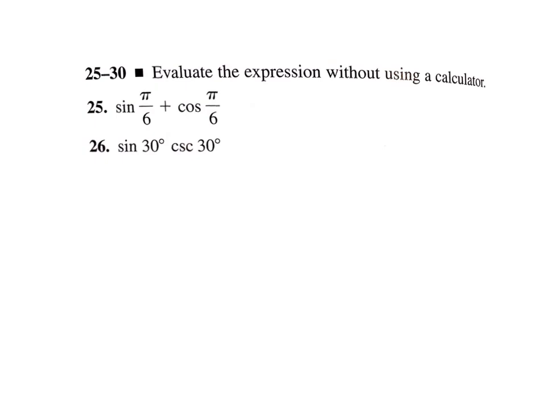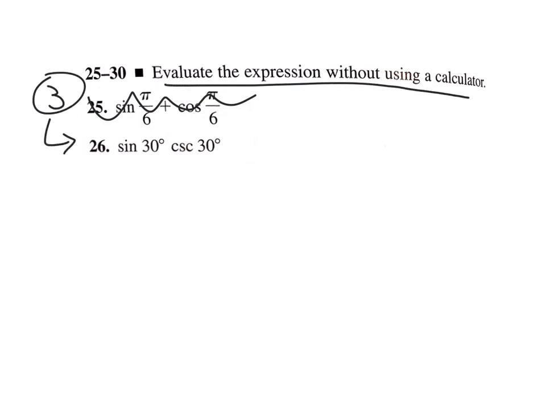Alright, example 3. So for example 3, you get to do this one for homework. Let's see. Evaluate the expression without using a calculator. No problem. We are masters of the unit circle, and so we know we got sine of 30 times cosecant of 30.